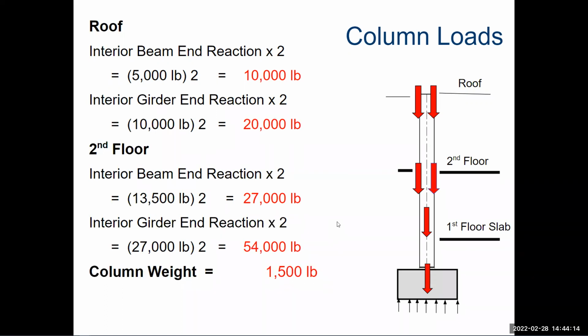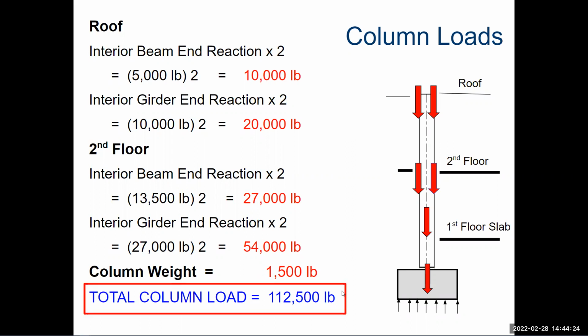Add all those numbers together. Oh, also include the weight of the column itself, which was 1,500 pounds. And our total column load is going to be 112,500 pounds. Okay, so that's going to be our value P.